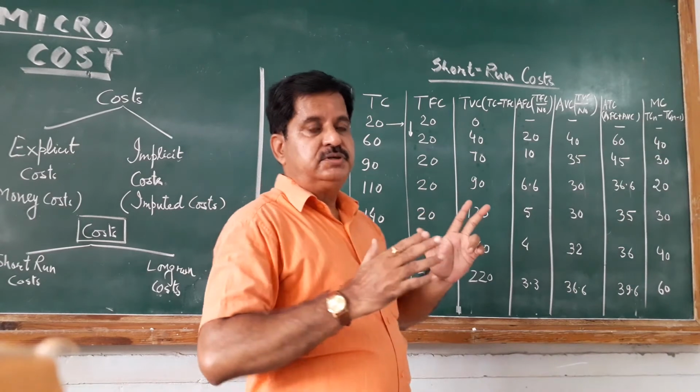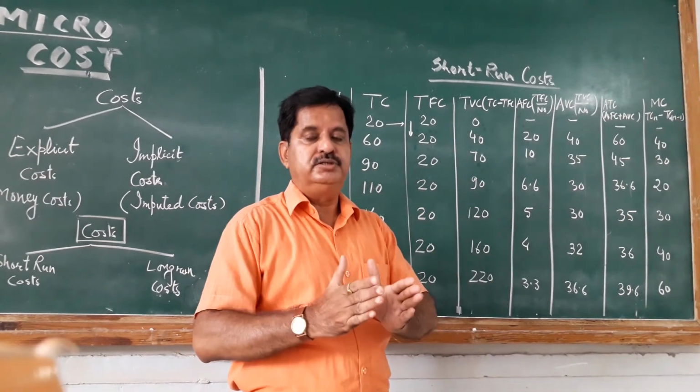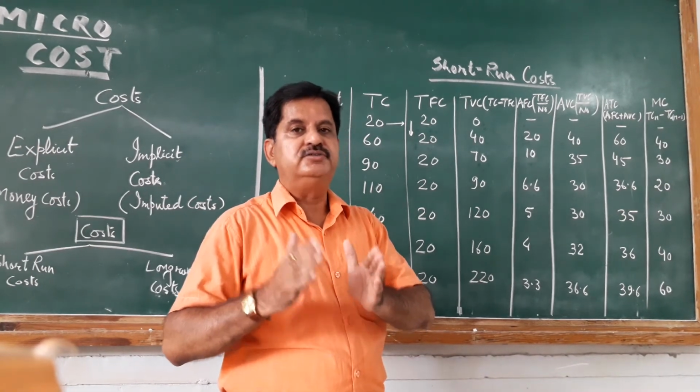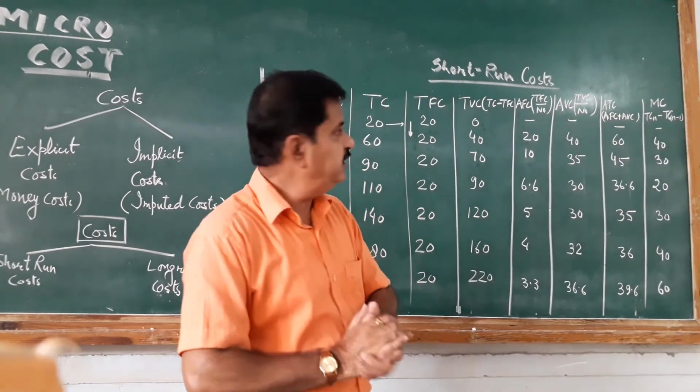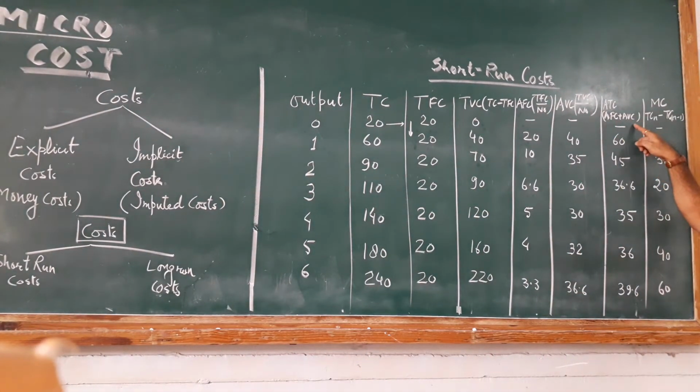These two are the average costs. When we add both of these costs, we get total average costs or average total costs, ATC. ATC is AFC plus AVC. 20 plus 40 is 60, 10 plus 35 is 45, 6.6 plus 30 is 36 and so on.